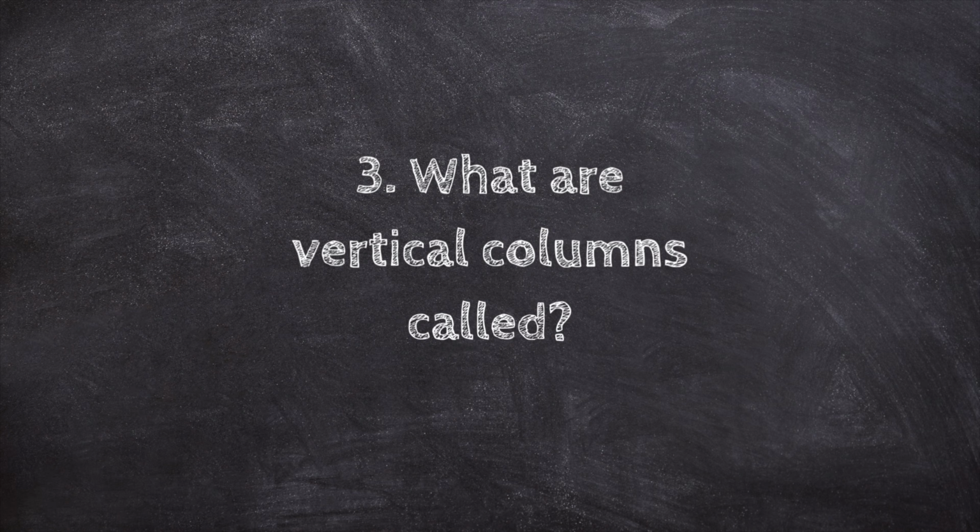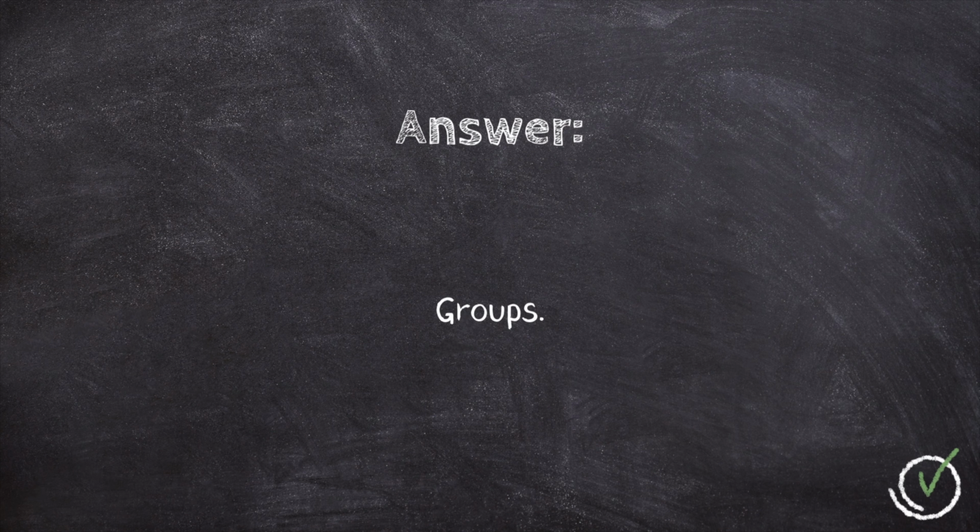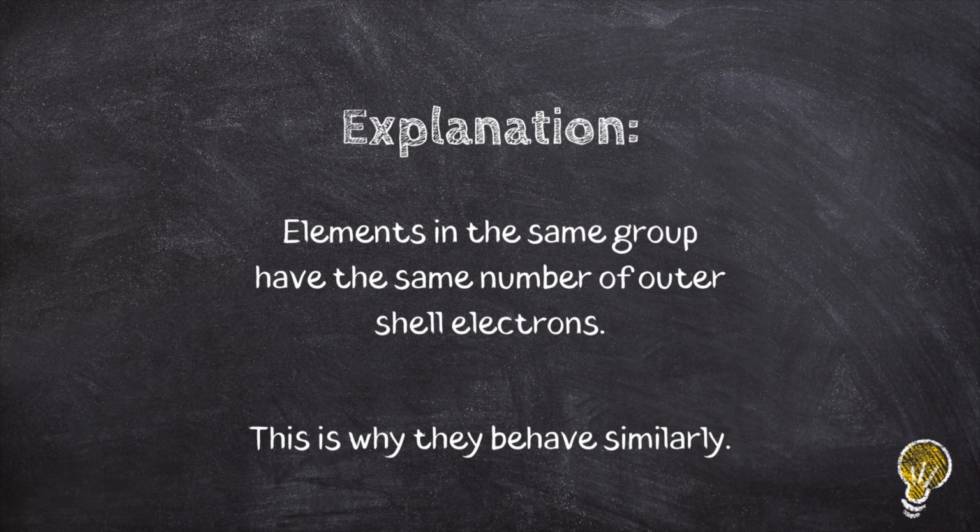Question 3. What are the vertical columns called? We've done rows, now think columns. They're called groups. Columns equals groups. And this is where GCSE questions love to test you. Elements in the same group have the same number of outer shell electrons. That means they react in similar ways. Same outer electrons, same behavior. So group number tells you the outer shell electrons.